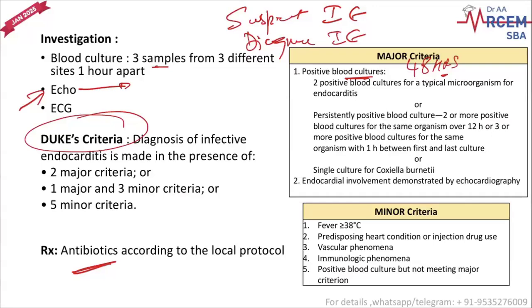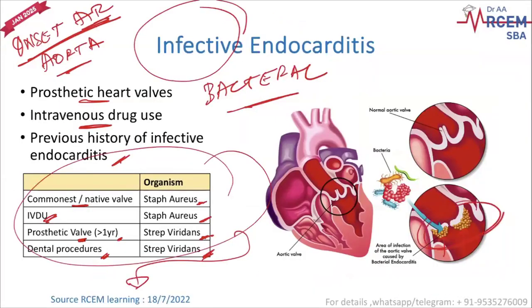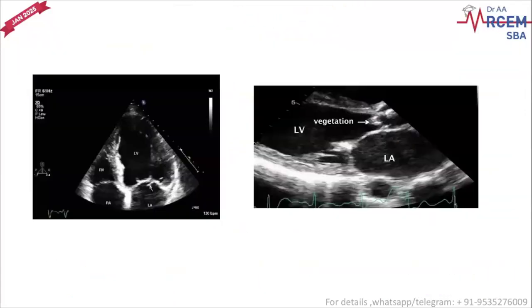You can see the vegetations. These vegetations can be seen on the echo scan. So what you are seeing here is the vegetations. Very difficult to pick it up, but these are the vegetations.